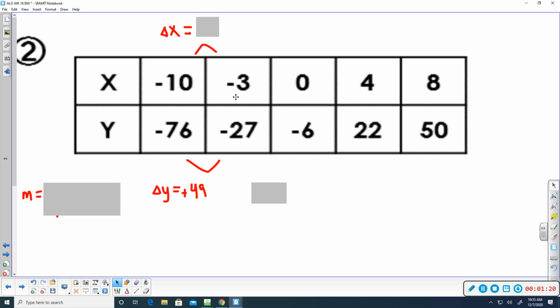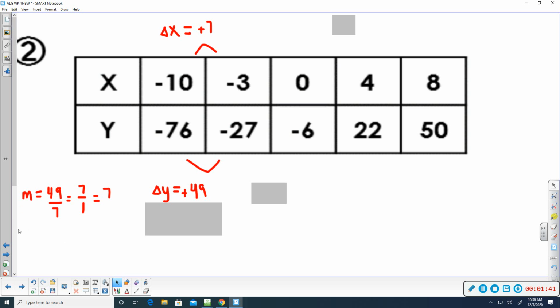The change in x, to get from -10 to -3, what do you do? Add 7. So here our slope is 49 over 7, which we can simplify the fraction. 49 and 7 are both divisible by 7, so we can divide them. When we do that, we get, hey, this is equal to 7 over 1. But then you should notice 7 over 1, that is just 7. So here, any of these three answers would be accepted for the slope, because they are all equivalent fractions.